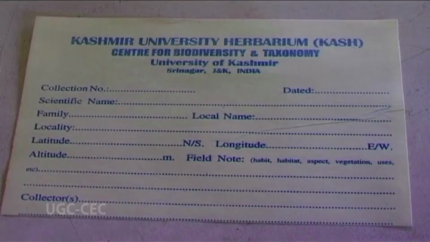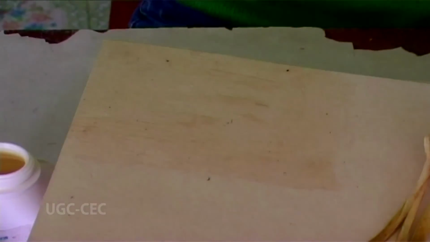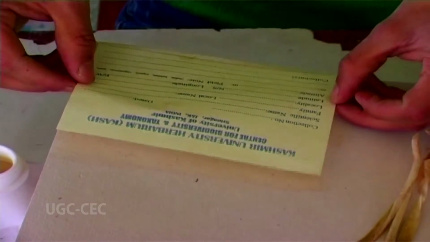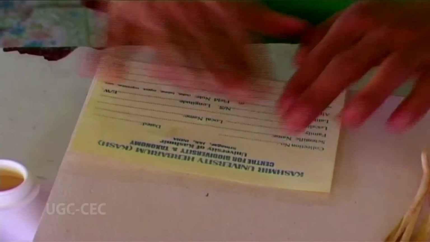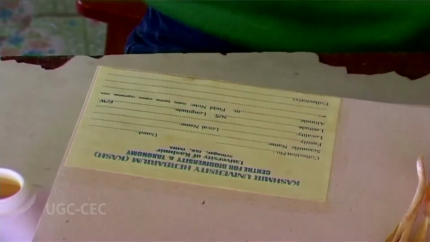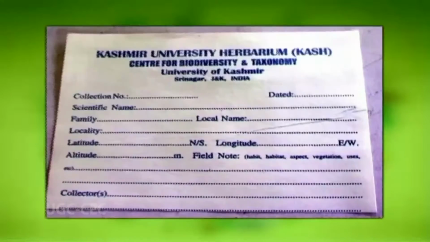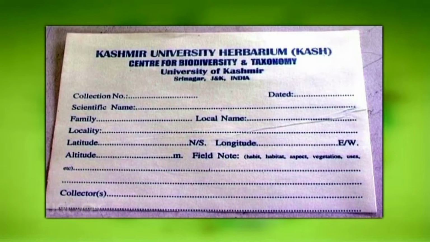Now the next step is what we call labeling. A herbarium label of standard size, 8 by 12 centimeters, is glued or attached to the sheet, usually in the lower right hand corner, after the specimen has been mounted on the herbarium sheet. In general, the specimen label should include the plant's name, family, local name, the locality where we have collected it, latitude, longitude, altitude, date of collection, the collection number, brief field note, and the collector's name.